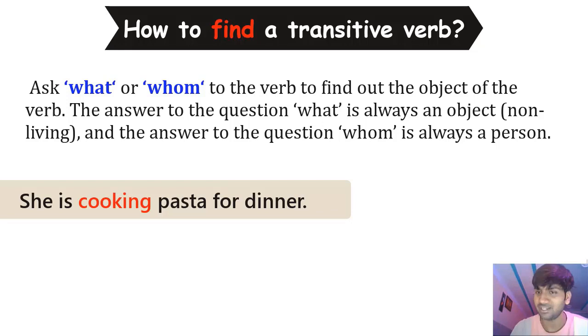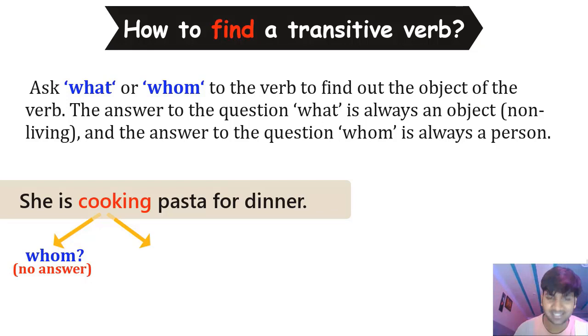Now let's ask the question and see if the verb is transitive. We already know it's a transitive verb, but let's just verify that, all right? She is cooking. Cooking whom? When I ask the question whom, I don't get any answer because she is not cooking a person. She cannot do that, right? So asking whom to the verb does not get me my answer. Now let's ask what. She is cooking what? When you ask, you get your object. Pasta. She is cooking pasta for dinner. So that tells you that cooking is a transitive verb.